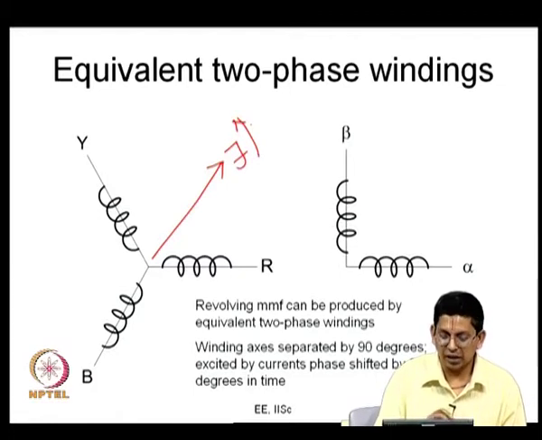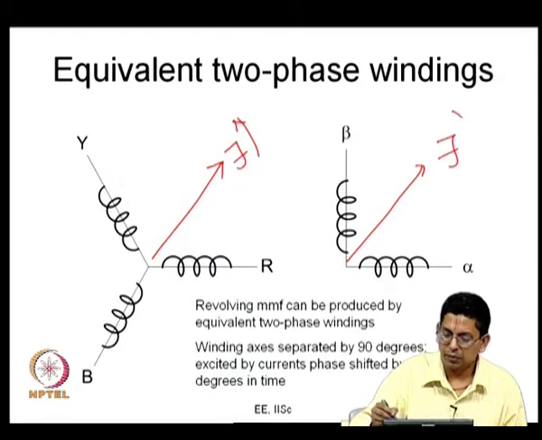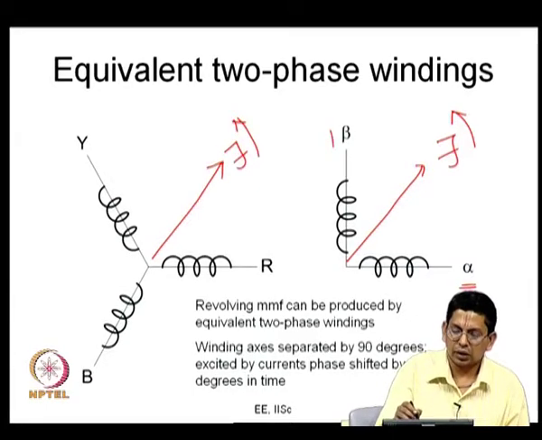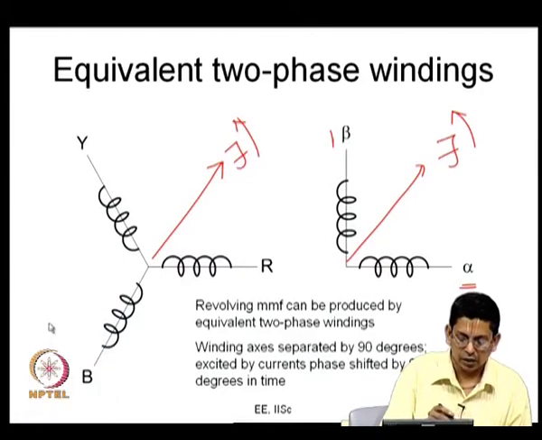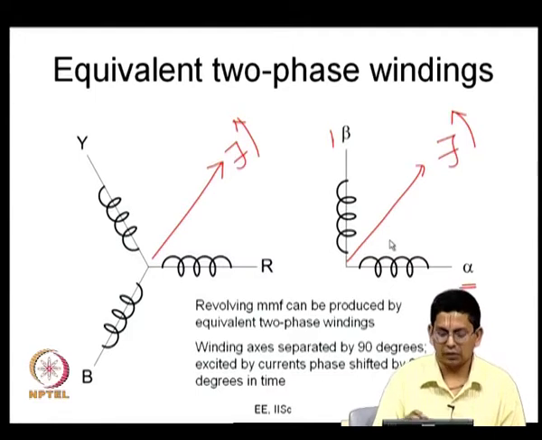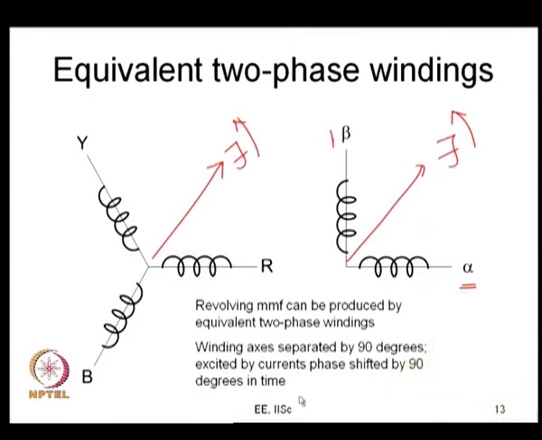Now, the question is, can it not be done by 2 phase windings as shown here? I can also have a 2 phase winding, one I can call alpha, the other I can call beta, and this alpha and beta are 90 degrees away from one another. They are separated in space by 90 degrees, and I can also excite them with currents which are shifted 90 degrees in time, and by doing this I might be able to produce the same kind of revolving MMF using this 2 phase winding. So, for a 3 phase winding, you could consider an equivalent 2 phase winding which can do the job of producing a revolving MMF.